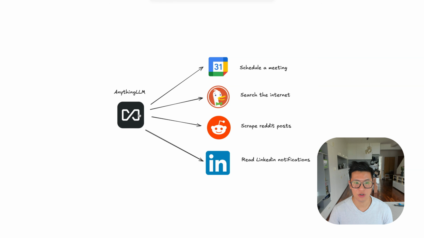In the next part, I'm going to show you how I use Anything LLM to schedule a meeting in my Google Calendar, use Anything LLM to scrape Reddit posts to look for viral ideas and content, and then finally, look through my LinkedIn notifications and see who has added me, who I should respond to, and some insights there as well.